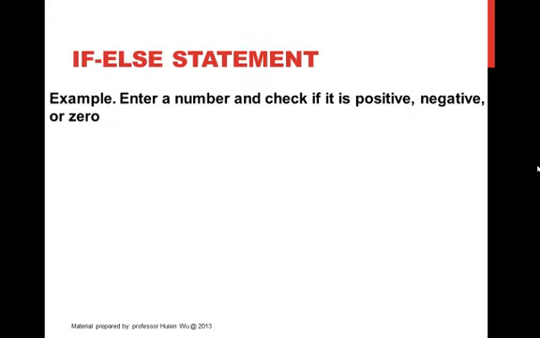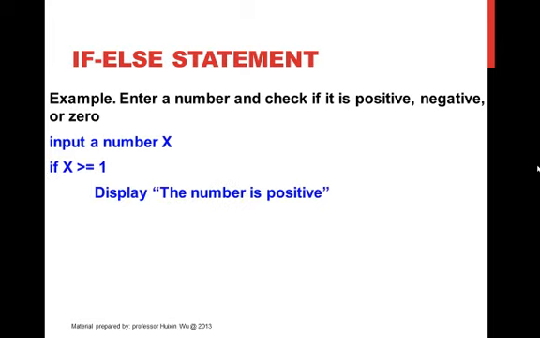Let's take a look at the if else statement. For example, if we want to run a program to check if a number is positive, negative, or 0. For this program, we can add 2 more statements to our previous if statement. Then, to check if x is a positive number, the statement is written as if x is greater than or equal to 1. If this statement is true, it will display the number is positive. To check if x is 0, the statement is written as if x is equal to 0. If this statement is true, it will display the number is 0.